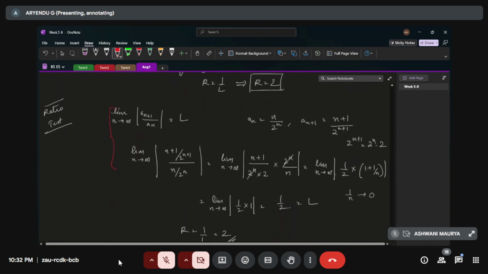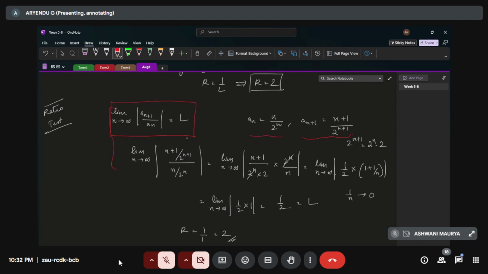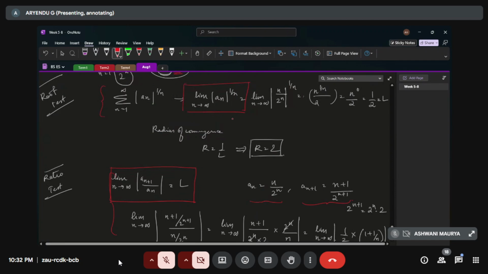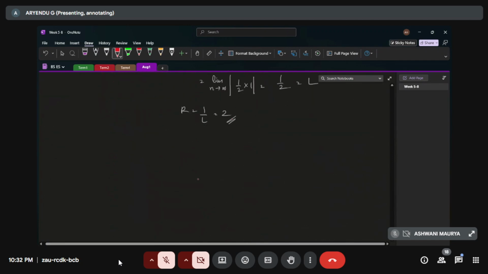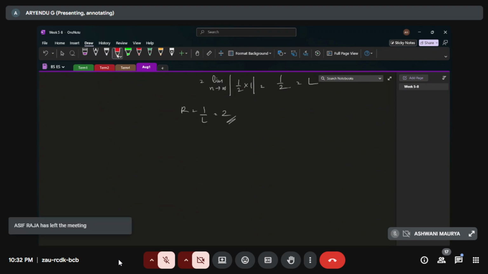Here, if you have to do the ratio test, this is what you have to keep in mind. Limit as n tends to infinity of a_(n+1): you have to find the next term in the series and put it as the numerator, and use the given term of the series, a_n, as the denominator and find L. In both these cases, you will get 1 by L as R. So that is that. And I think that is all in week 7.